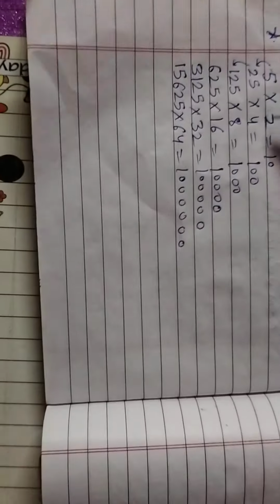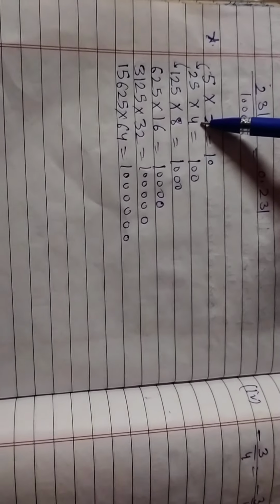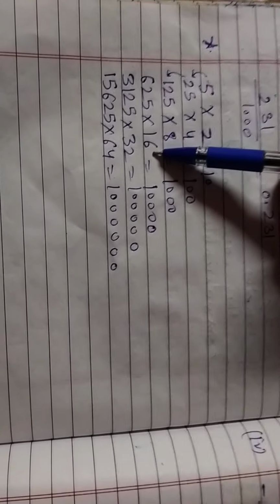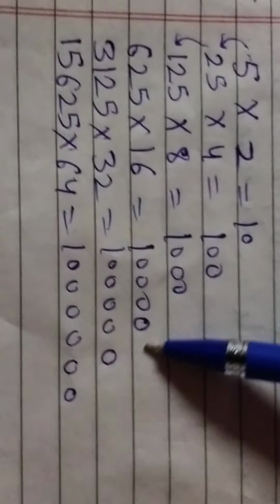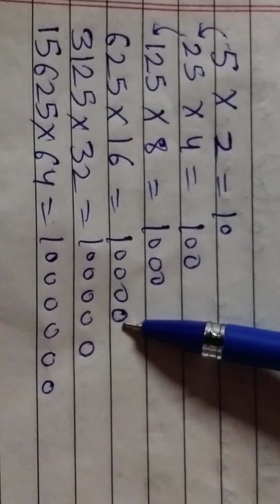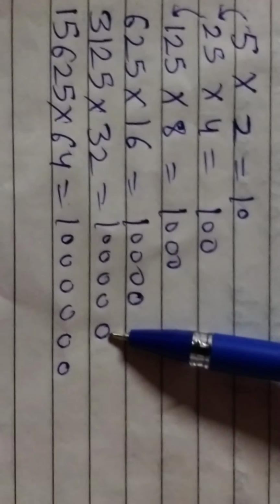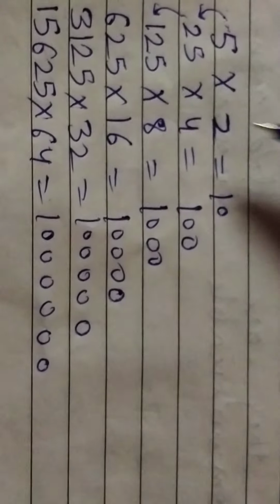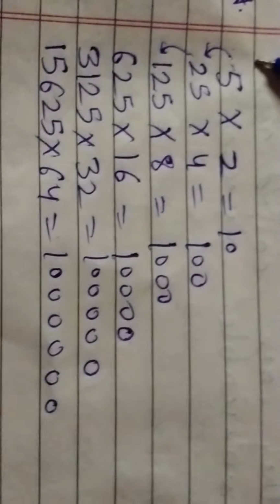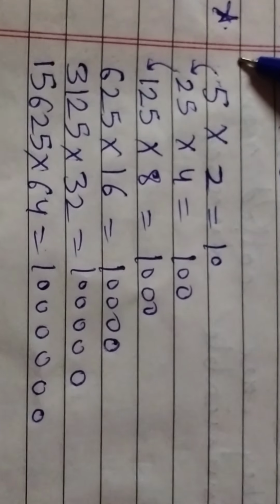Multiply by 5, multiply by 5, and here we will multiply by 2. 2 2s are 4, 4 2s are 8, 8 2s are 16, like this. And here the zeros will increase: 1 zero, 2 zeros, 3 zeros, 4 zeros. Clear? It will be helpful for you to do worksheet 1. Now we are going to do worksheet 1.